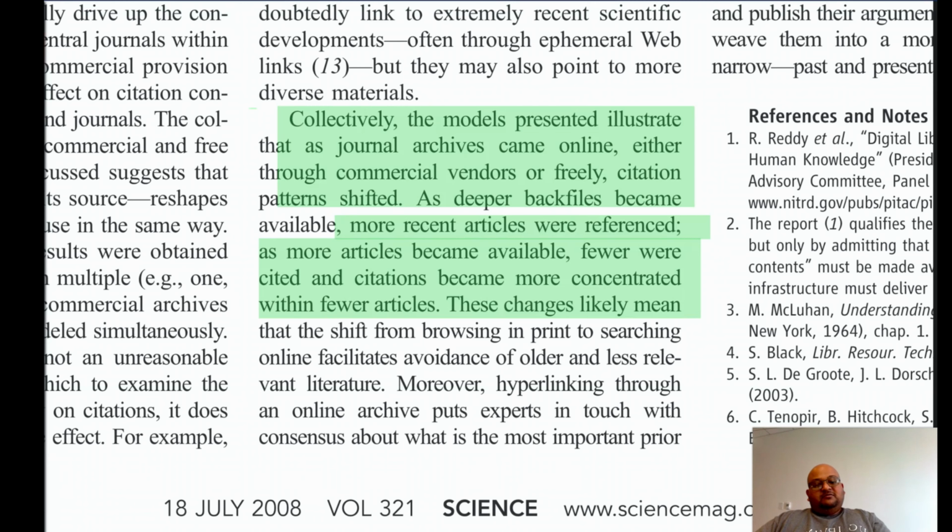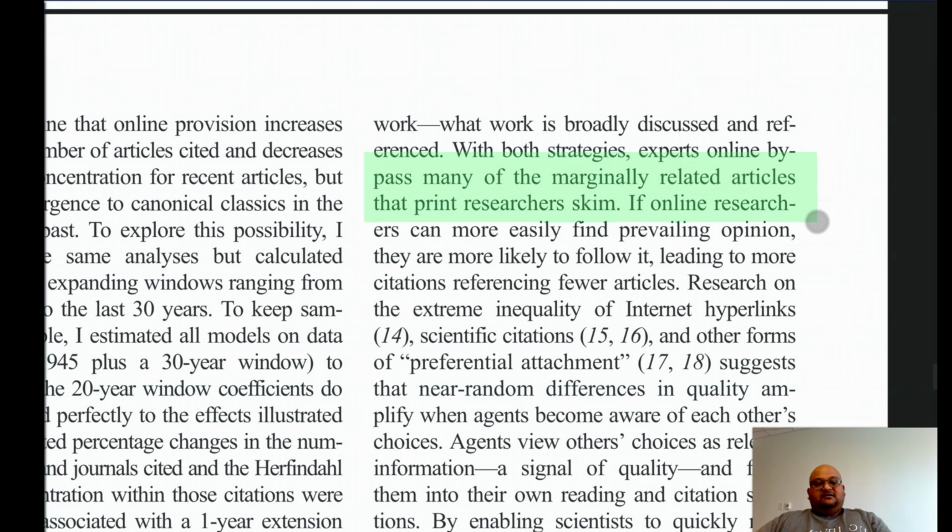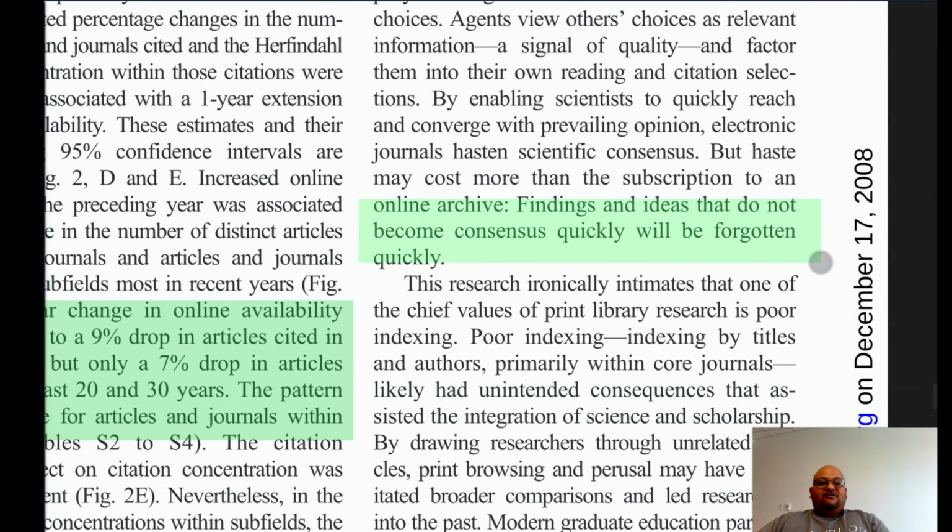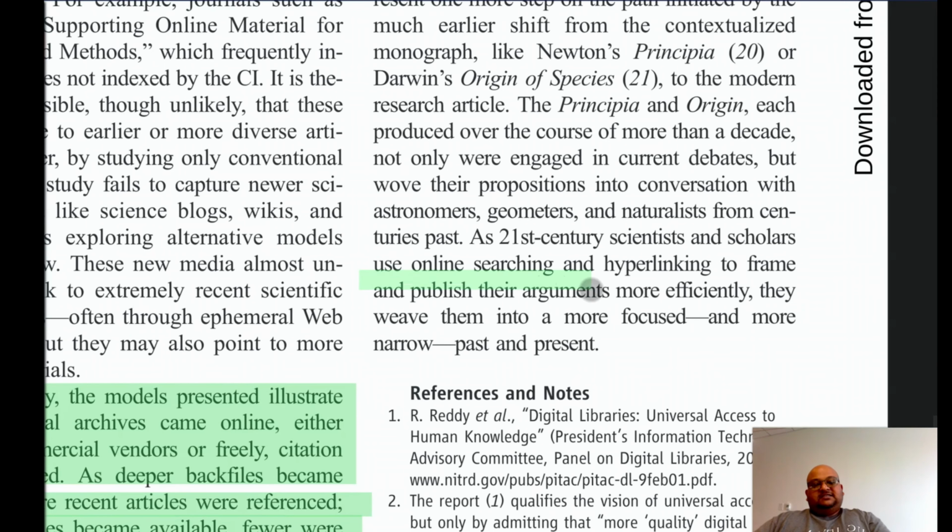Is this a good thing or a bad thing? I don't know. The whole purpose of science is to arrive at consensus through a long chain of scholarship. And it looks like having papers available online quickly lets scientists search and arrive at papers that indicate the current consensus in the field. The consequence of this is that articles that are not part of the consensus, that may be marginally related, are ignored. In other words, findings that don't quickly become consensus will be quickly forgotten. All in all, we're making science more focused and also a bit more narrow.